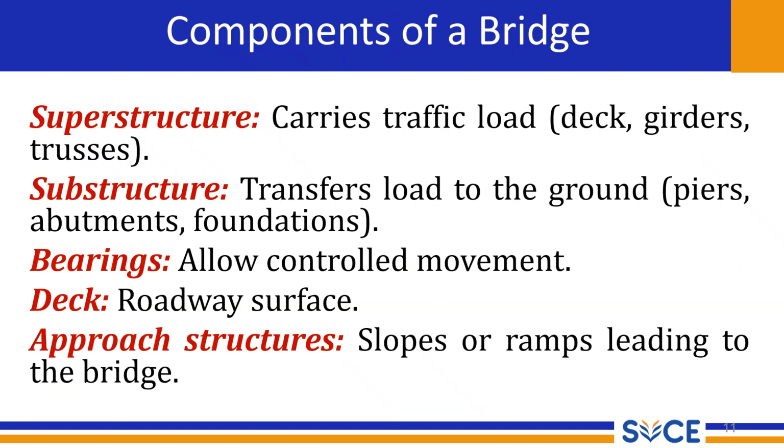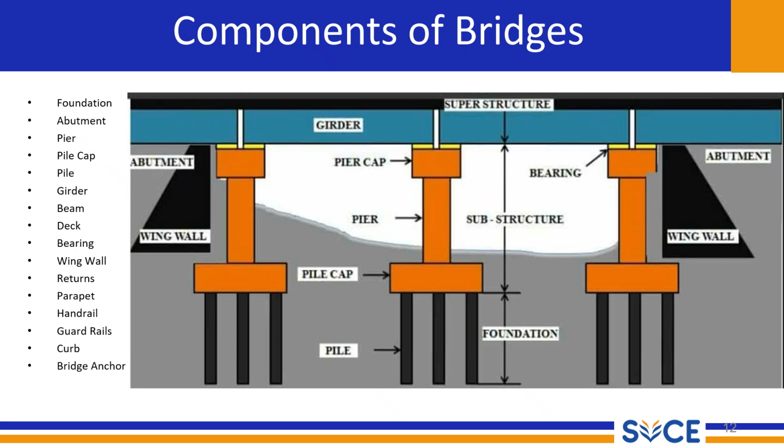So coming to the components of bridges, here again we can see the detailed breakdown of the bridge structure. So the superstructure consists of the deck, the beam girders, the rails, parapet walls, expansion joints, and the substructure consists of the piers, abutments, wing walls, bearings, and the foundation. So apart from this, we have other important components such as the approach slab, the handrails and the guardrails and the anchors.